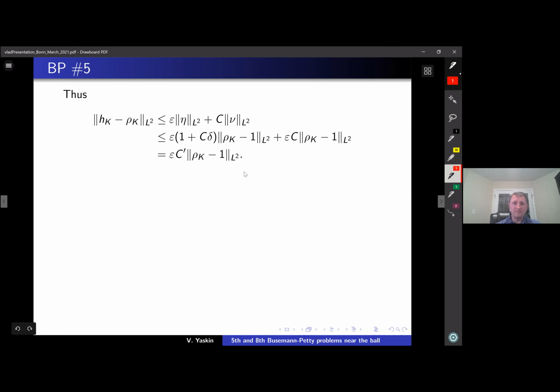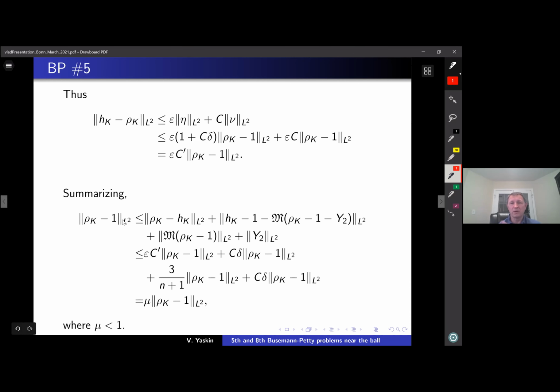Okay, so I achieved two goals. So I showed that dropping the second harmonic is not a problem. It's small anyway. And then the second goal was to show that replacing HK by ρk is not a problem as well. They're close in the L2 norm. Okay, and this is how you formally write it, right?